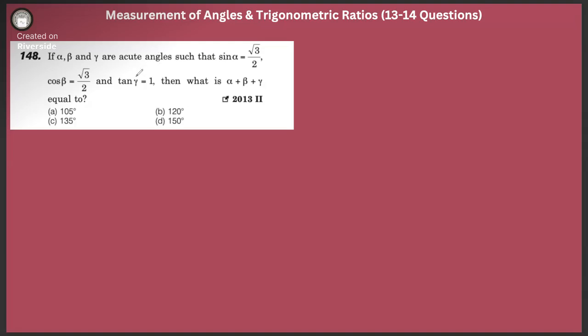So let's get started with this one. Alpha, beta, gamma are acute angles. Sine A.